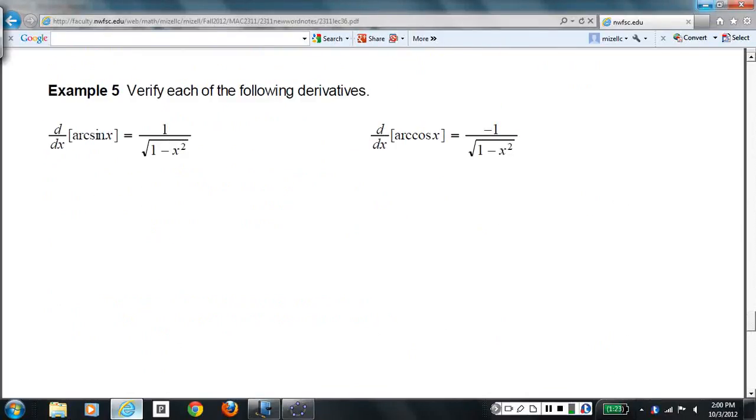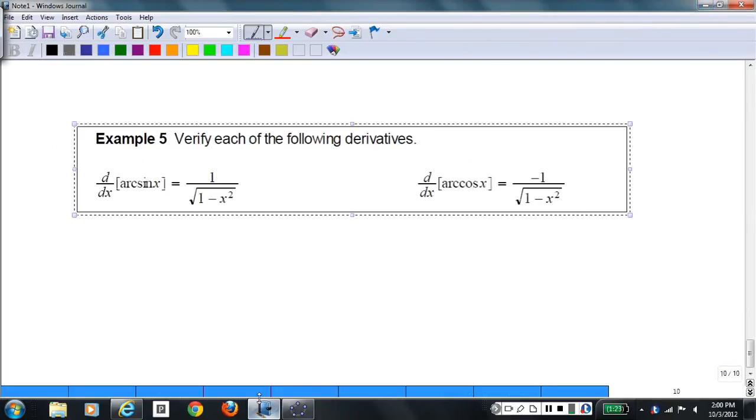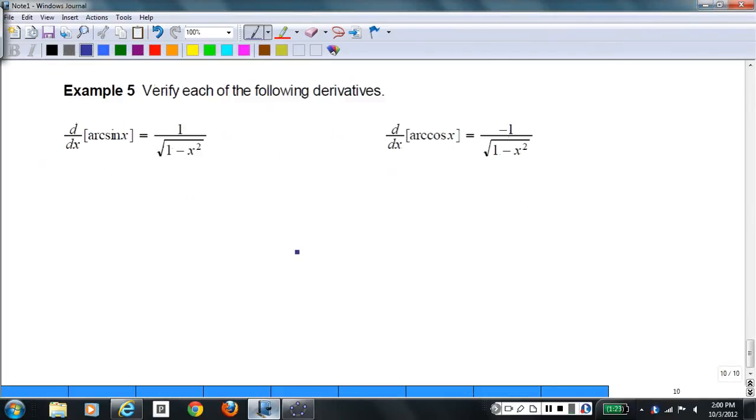d/dx of arcsine of x, also known as sine to the -1 of x. How did your trig book define these? Arcsine or sine to the -1 of x? Sine -1 of x. Would it be more comfortable if I did that? I'm reasonably flexible when it comes to such things. Let's see. d/dx of sine to the -1 x.